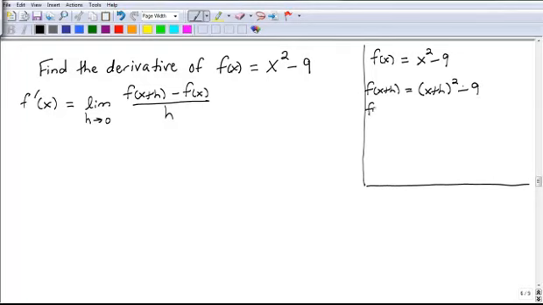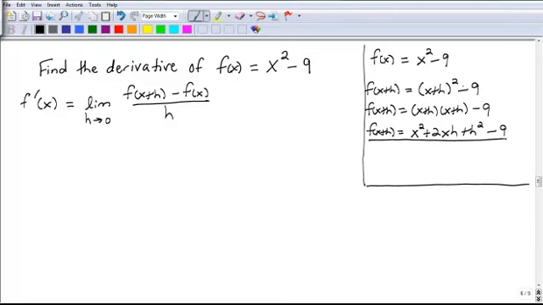Well, in this case, I have to FOIL that x plus h squared. And when I FOIL that x plus h squared, I get x squared plus 2xh plus h squared. And then the minus 9 is there as well. So there's my f of x plus h, and there's my f of x. So to find the derivative, I can just plug those into the formula.